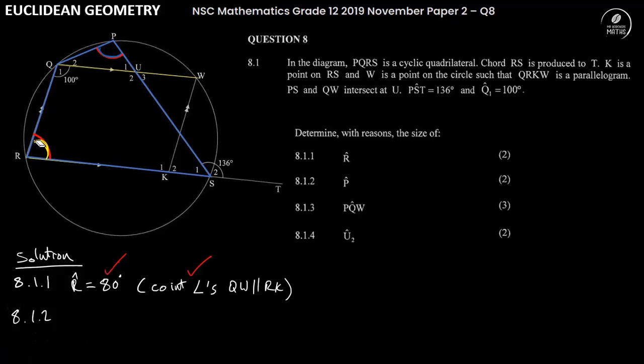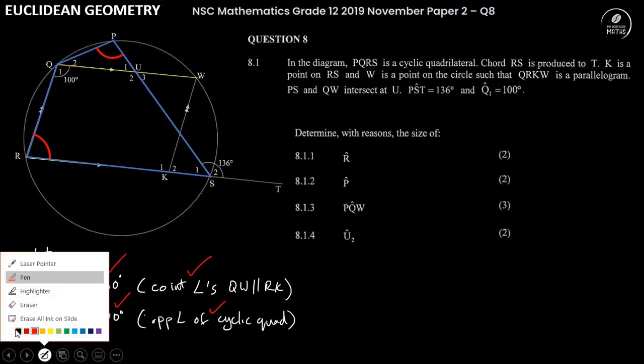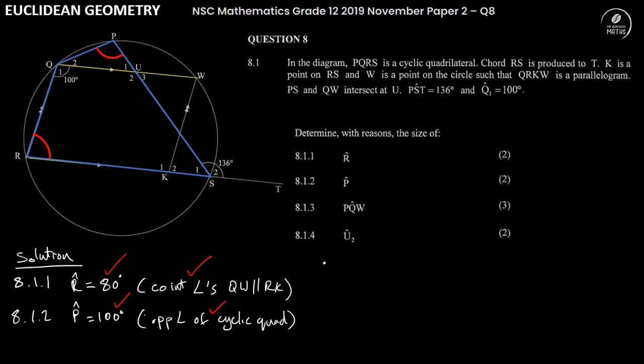Let me just erase some of my markings so we can see that more clearly. Angle P and angle R are opposite angles of a cyclic quadrilateral. That means that they add up to 180. So we could straight away say that P is equal to 100 because it is the opposite angle of a cyclic quad. Just as we had earlier, 1 mark for your correct statement, 1 mark for your valid reason. Moving on to 8.1.3.